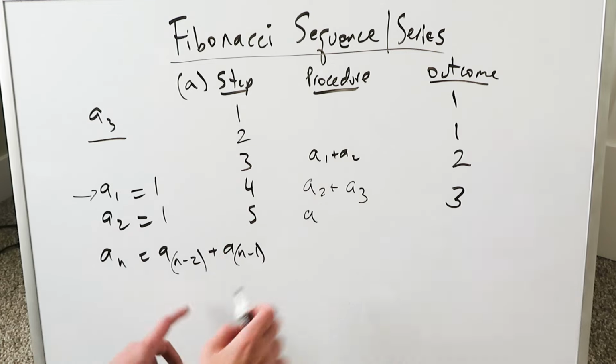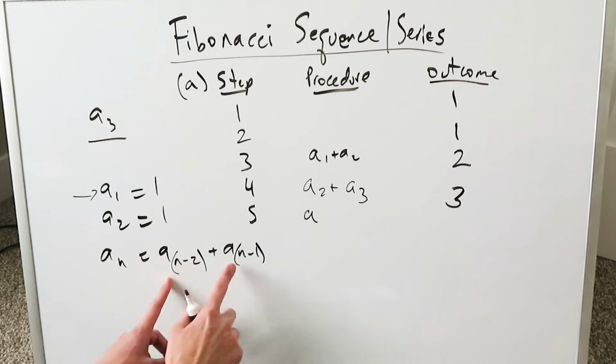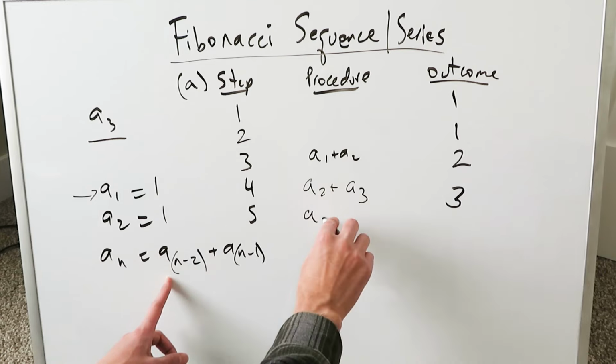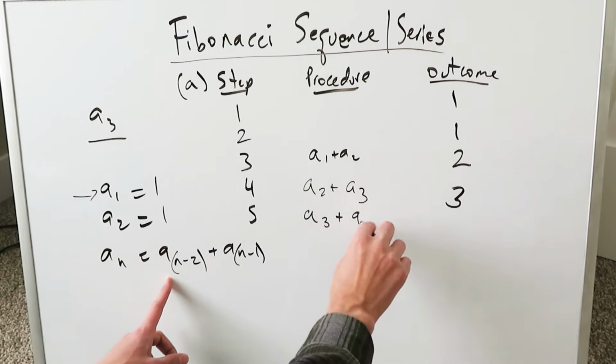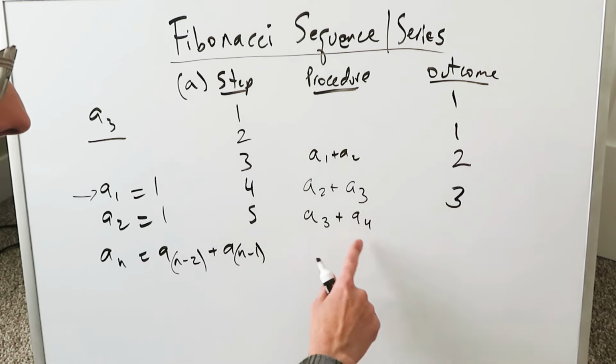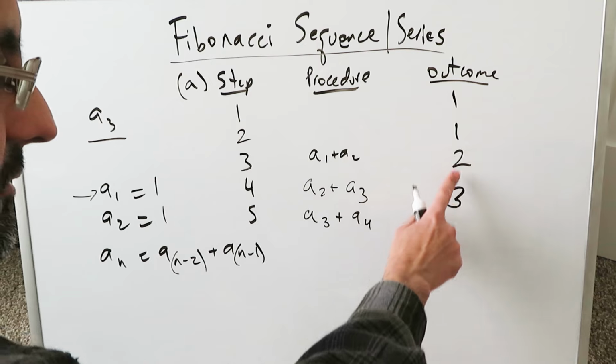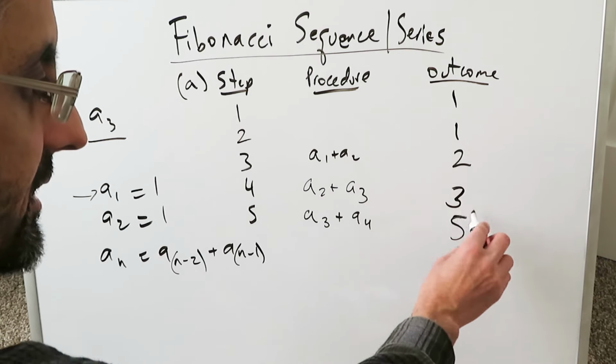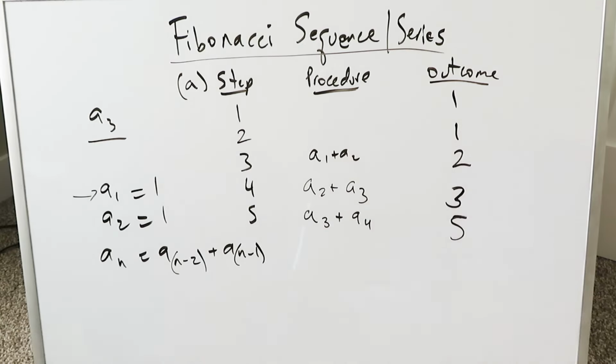Now you know you're going to do exactly here: A5 minus 2 plus A5 minus 1, which is here A3 plus A4. Now look at the value of A3. The third step had a value of 2. The fourth step had a value of 3. 2 plus 3 is 5. Or you can just look at the previous two numbers and add them up.